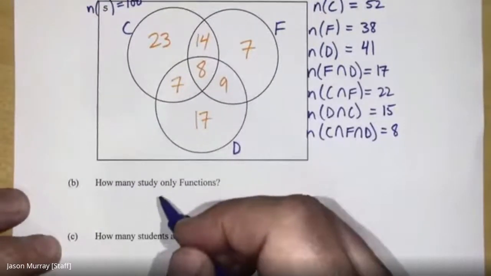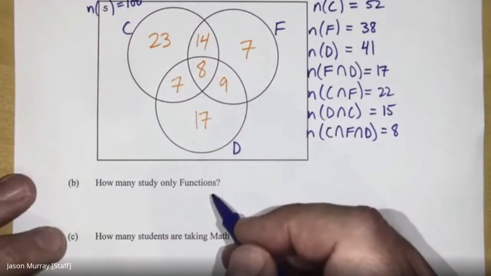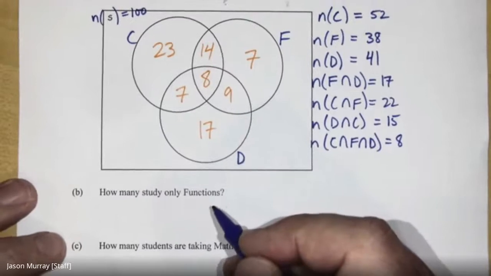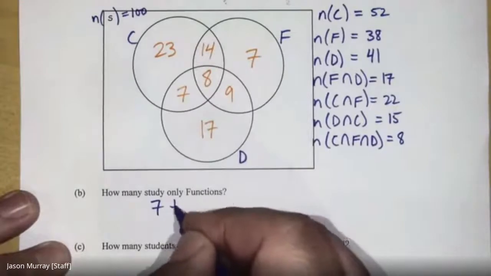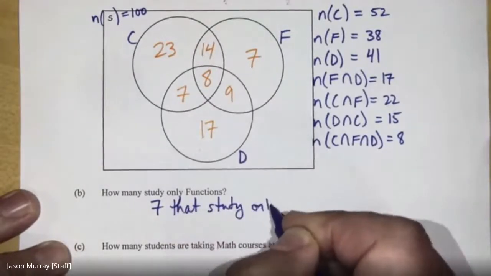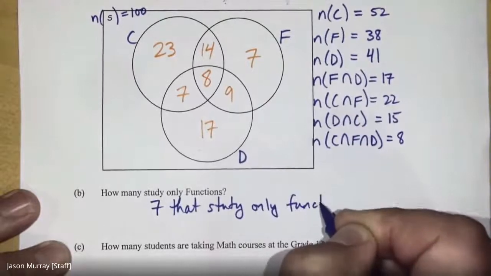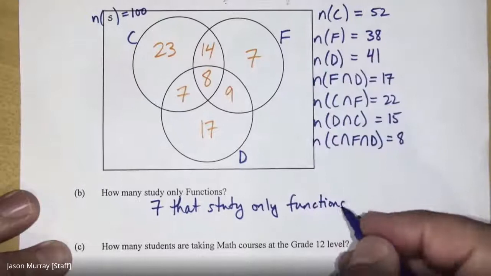In question B, it says, how many study only functions? What's the answer to that? Jerry? 23. Only functions. Oh, my bad. I read it wrong. 7. There's 7. Study only functions. Good. That's the number that we just talked about up here in the corner, right? The 7 that only are taking functions.